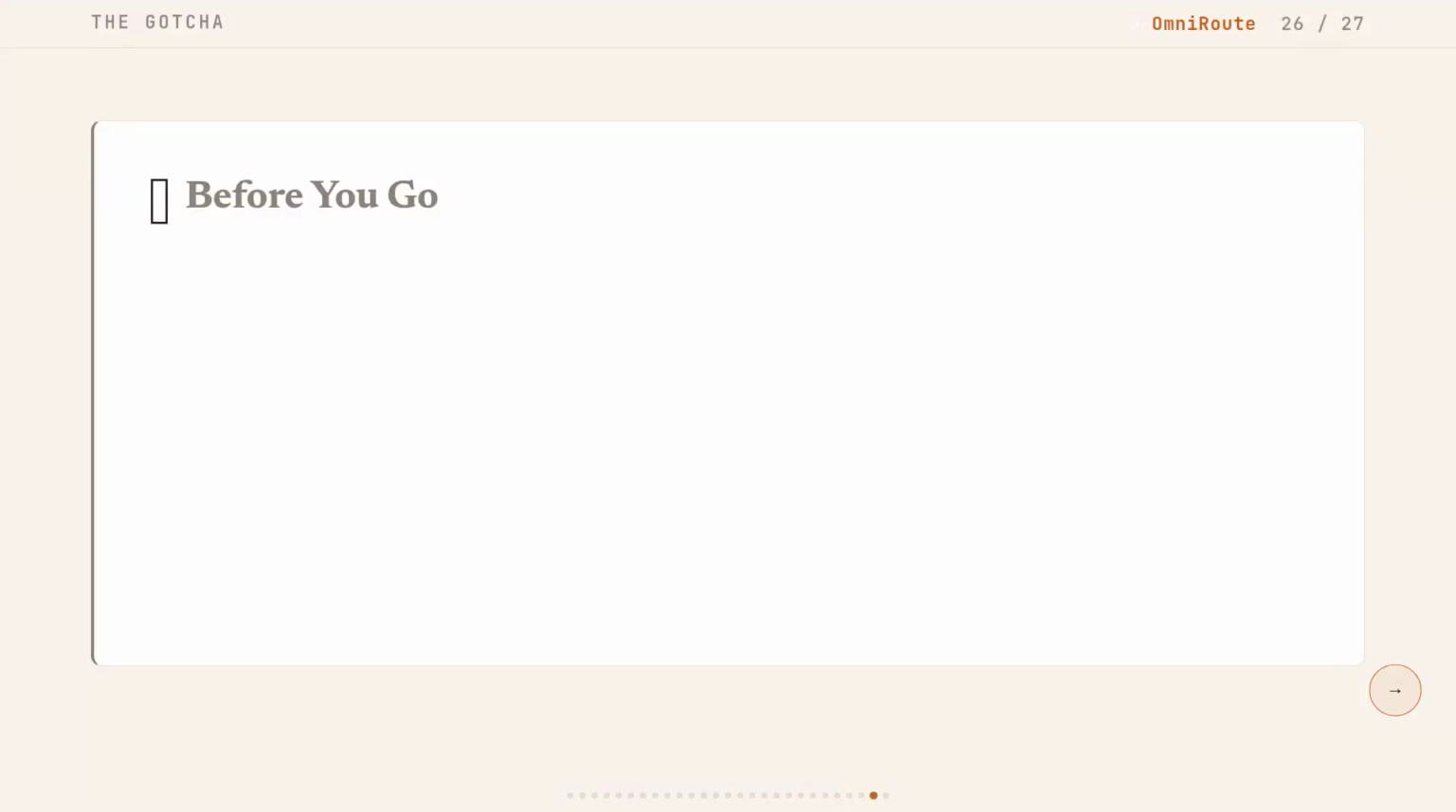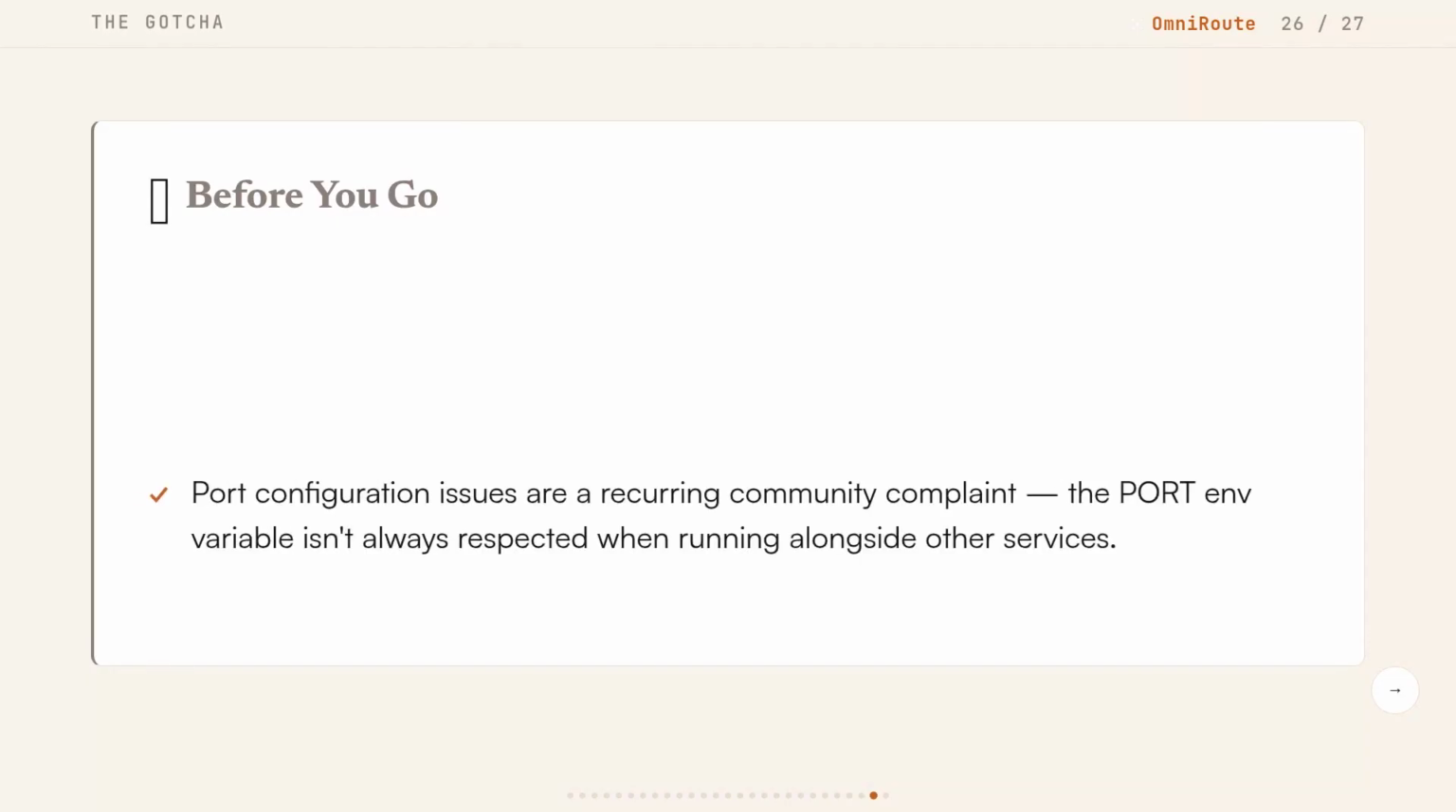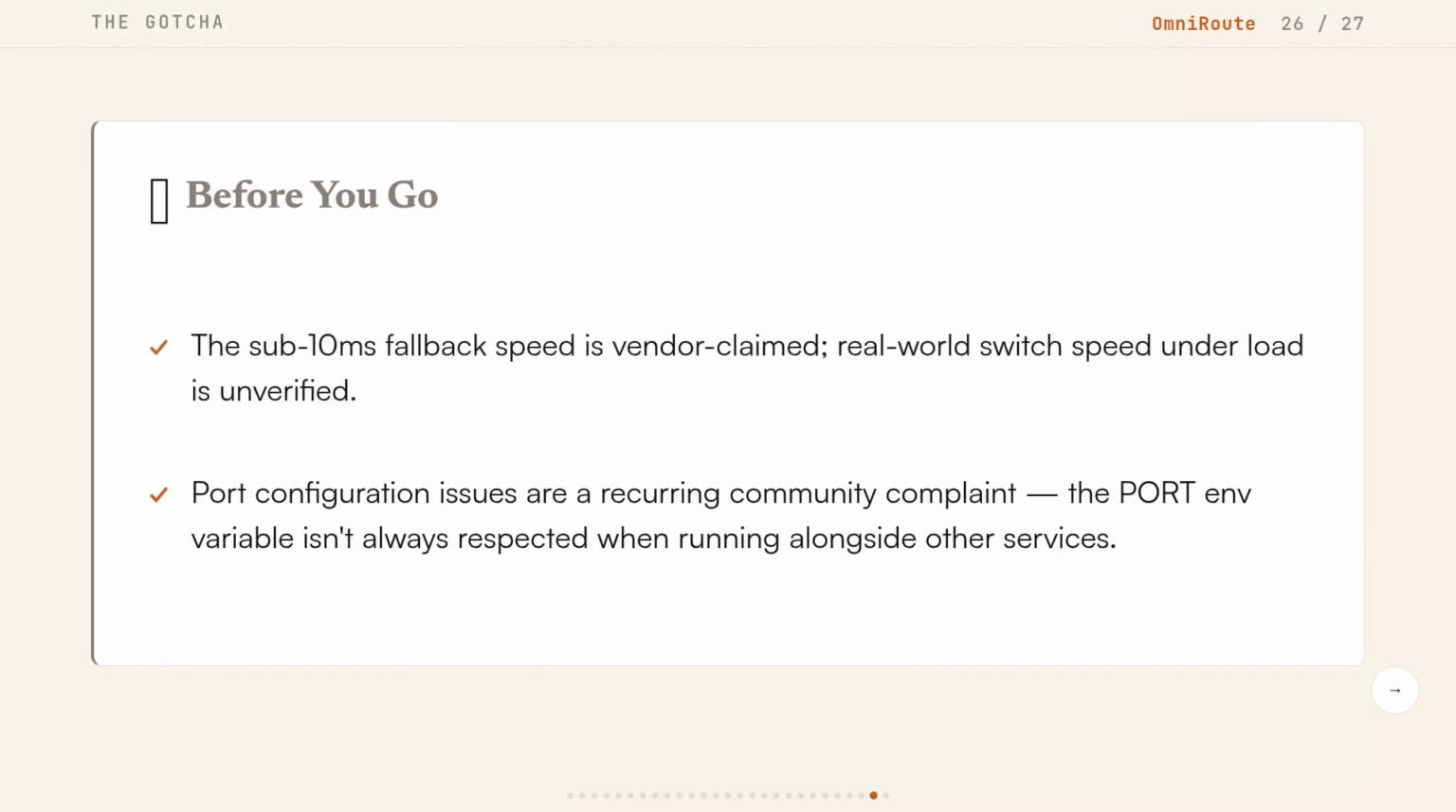One thing no setup guide mentions, the port environment variable isn't always respected when OmniRoute runs alongside other services on the same machine. If you've got something else on 2028, the gateway silently fails to rebind. Fix it by explicitly setting the port variable in your Docker run command or compose file before you start.